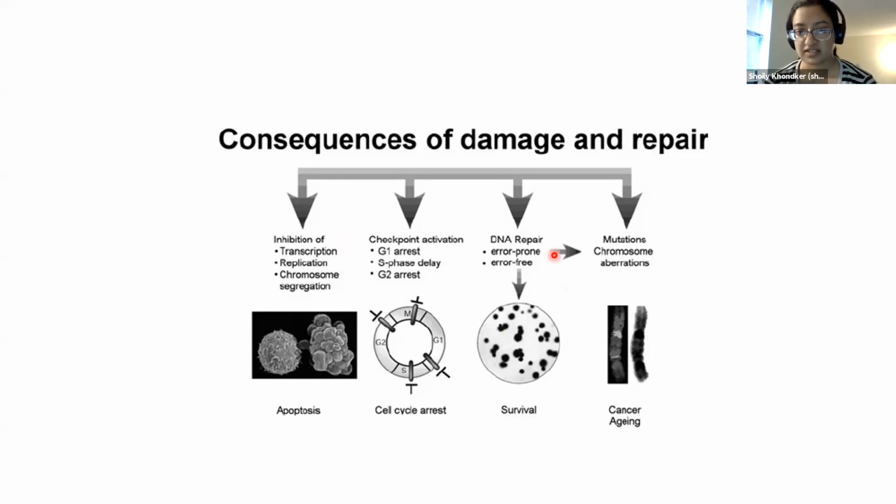The other option is DNA repair. If DNA repair occurs without any errors, the cell will survive. However, if the repair is error prone, this can result in mutations or chromosomal aberrations, which can result in cancer, aging, or a disease state.